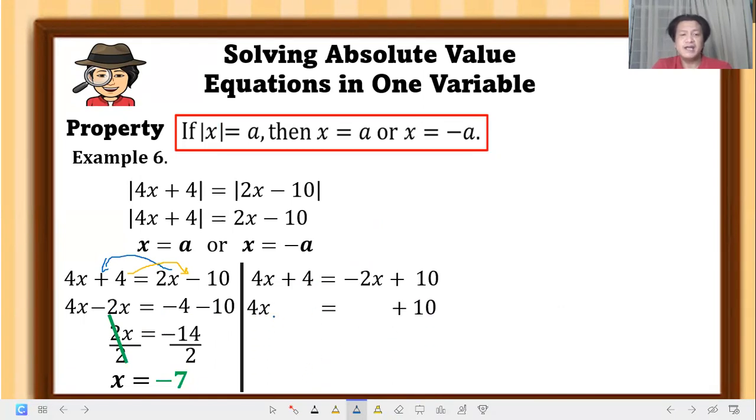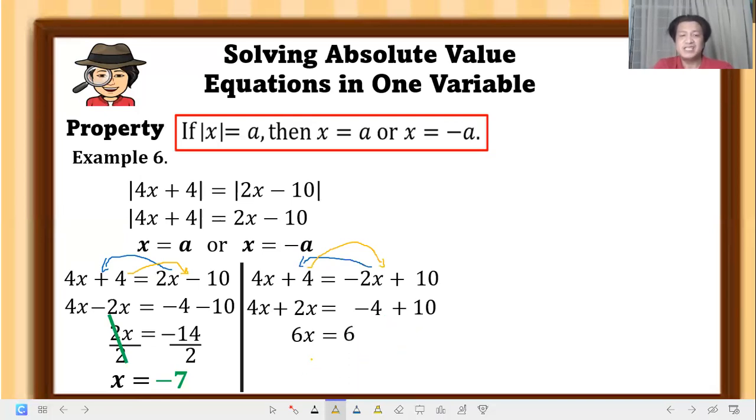Kagaya ng ginawa natin kanina, lahat ng x nandito sa left side at yung lahat ng constant term nasa right side. Ibig sabihin nito, yung may x dito na negative 2x, ililipat natin sa left side. That will become positive 2x na siya. At yung positive 4 naman, pag nilipat mo doon sa right side, since this is positive, pag nilipat ko yan, magiging negative 4 siya. Okay? Therefore, you can now combine. What is 4x plus 2x? That is 6x. Dito naman, what is negative 4 plus 10?